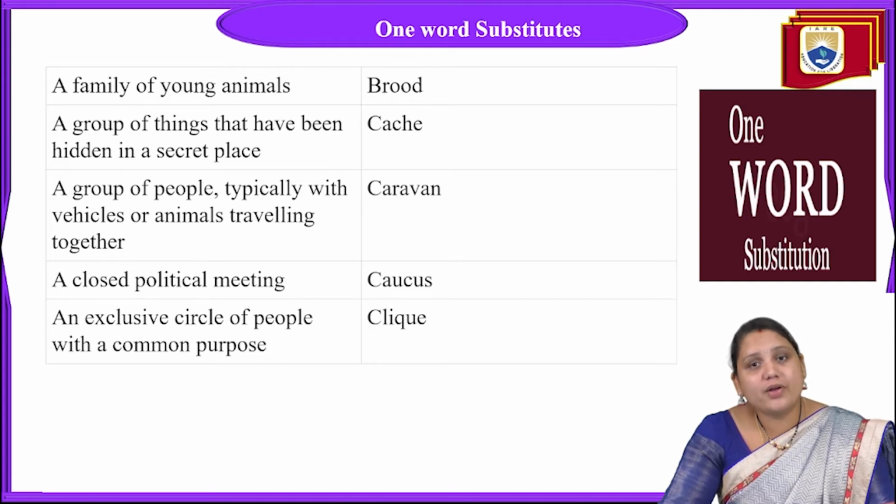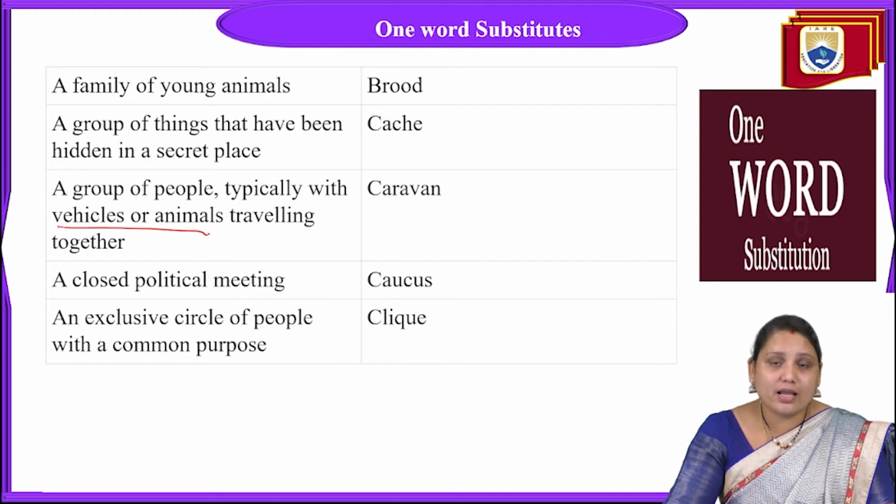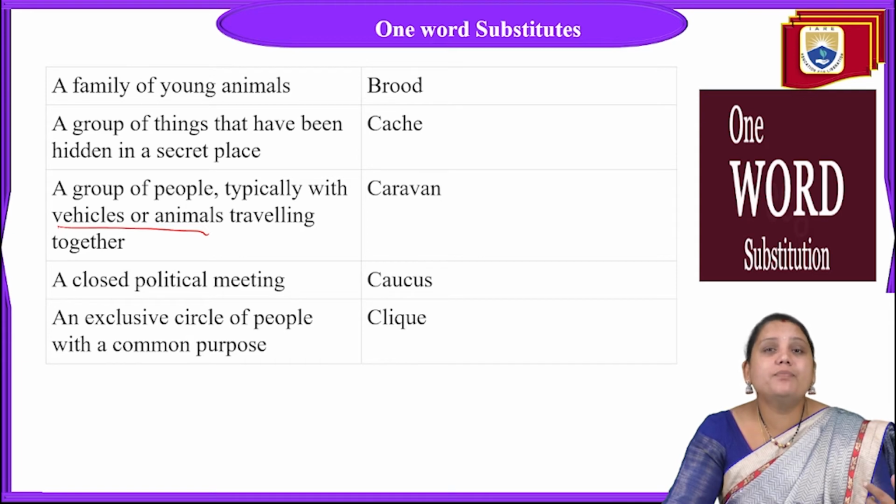Then, caravan, a group of people typically with vehicles or animals traveling together. Then caucus, a closed political meeting. Next, clique, an exclusive circle of people with a common purpose.